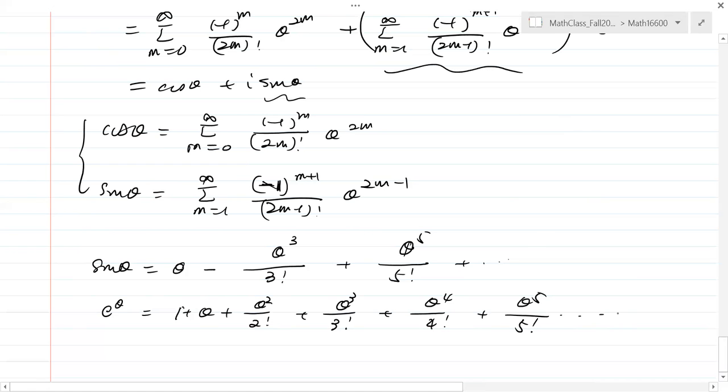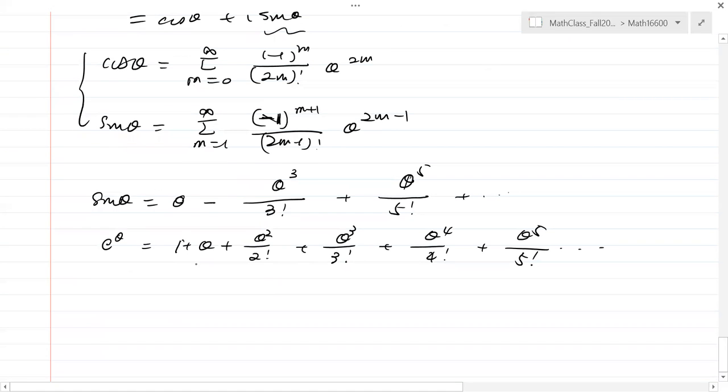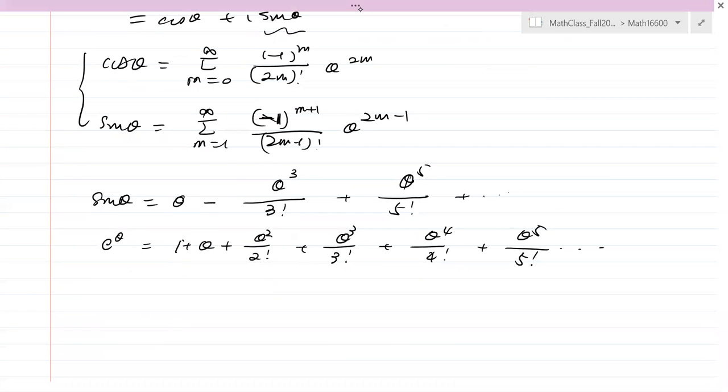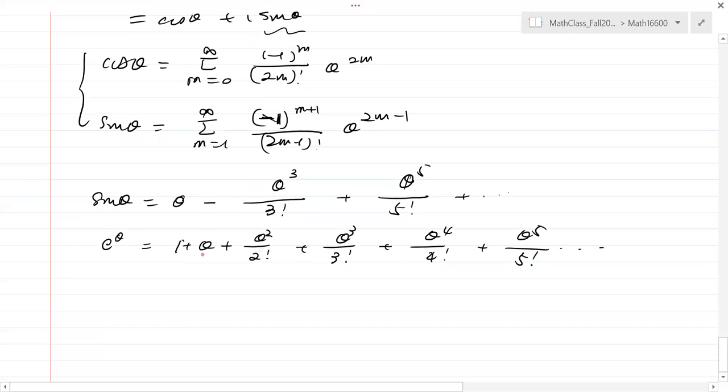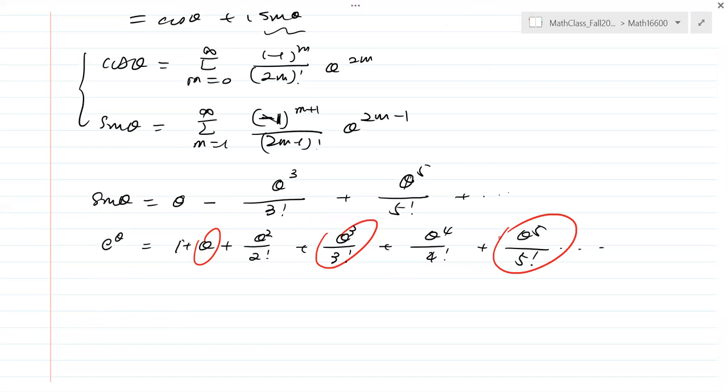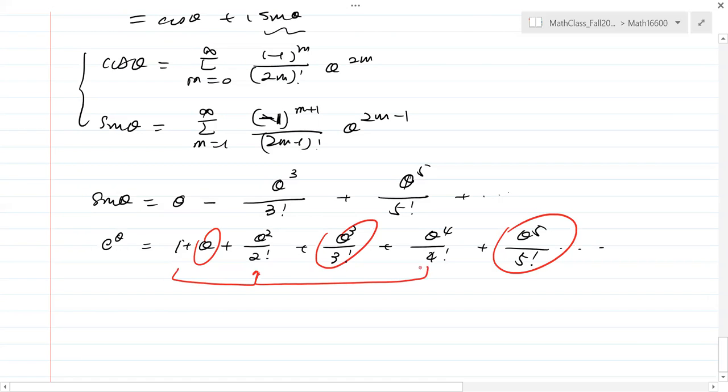So for the sine theta here, it only considers those terms, right? Let me use a color pencil. So those terms, right? That's for the sine. But you have to change the sign alternately. But for the cosine theta, you have to consider those. This is what gives the cosine theta.